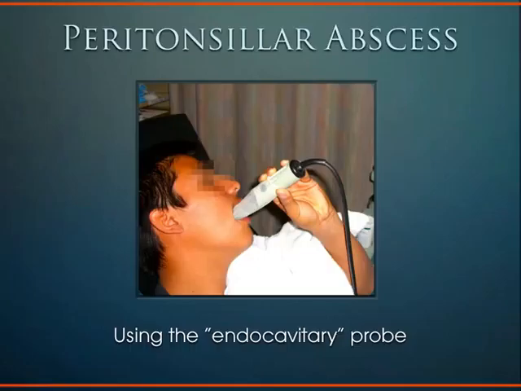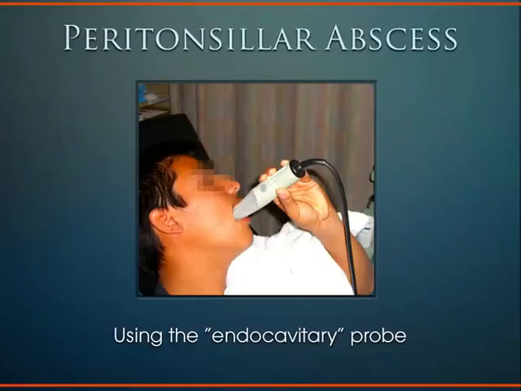Another place you can get abscesses in the head and neck area is near the tonsil. And when you have an abscess adjacent to the tonsil, we call that a peritonsillar abscess. On physical exam, you open the patient's mouth, you look in the back of the throat, and you see sometimes a deviated uvula, though sometimes you do not. Sometimes you just see a big swollen throat.